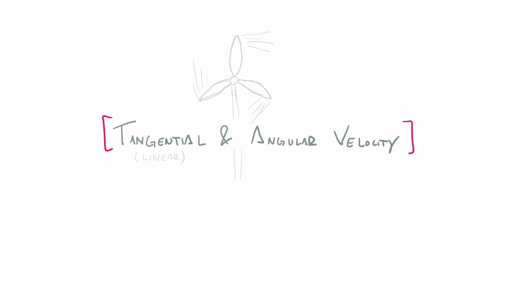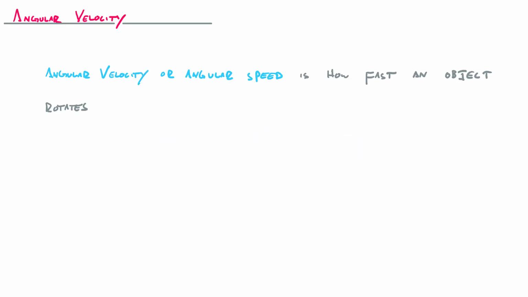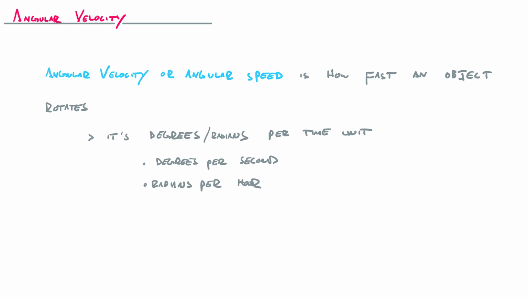Today we're going to be talking about tangential and angular velocity. Let's get to it. Angular velocity or angular speed is how fast an object is rotating. How fast does it rotate? So it's a degrees or radian measurement per some amount of time. So degrees per minute, radians per hour, degrees per second, right?